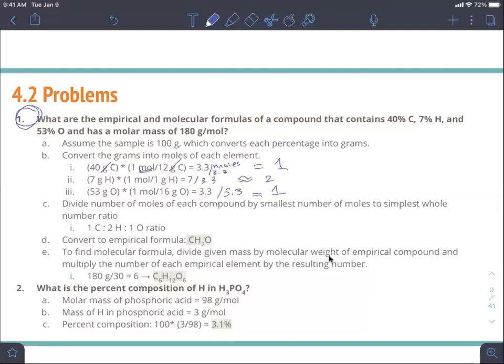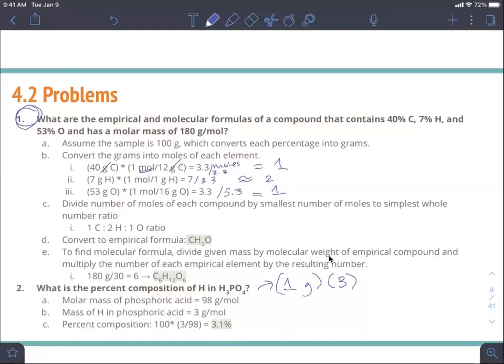Okay, the second part is the percent composition of hydrogen in phosphoric acid. So the molar mass of phosphoric acid is just 98 grams per mole. And then the mass of hydrogen in phosphoric acid is 3 grams per mole. This is also simple. Hydrogen has a molar mass of 1 gram. Just multiply that by 3 because there are 3 hydrogens in phosphoric acid, and you just get 3 grams per mole. And so percent composition is just 3 over 98 times 100, and you get 3.1%.